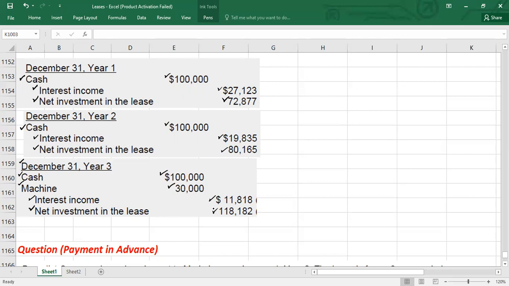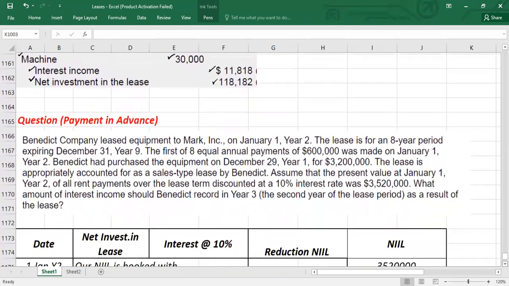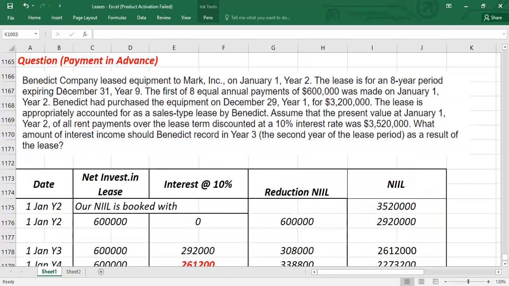Okay. Now let me show you how you will deal if the payments are in advance. I will show you from the question, because the point is only the schedule, how to prepare the schedule. So here we go, guys. Here I'm assuming you have payments in advance. For example, B company leased equipment to M Inc on January 1 year 2. This is the date of lease, January 1 year 2, like at the start of the second year. Okay. The lease is for 8 years. This is the lease duration, expiring 31st December year 9.